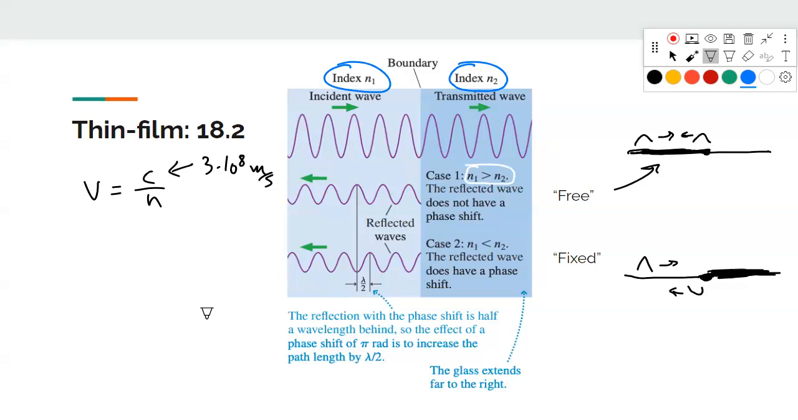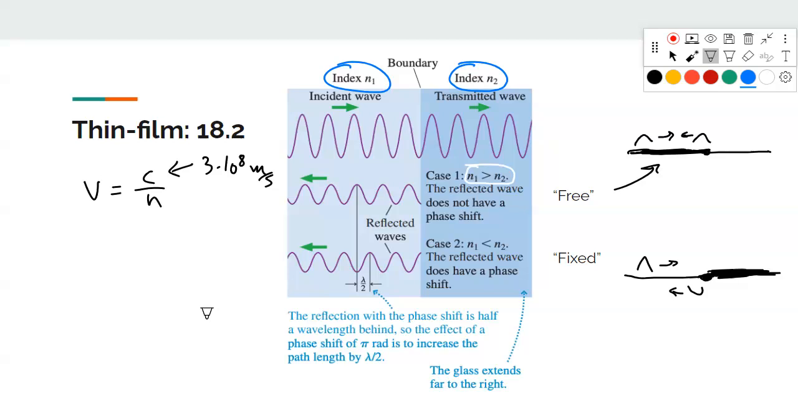So the transmitted wave, nothing exciting happens. It just keeps going through. The transmitted wave is kind of boring. But the reflected wave for case 1, where we start off with a higher index of refraction, so we start off with slower light and we end with less slow light.